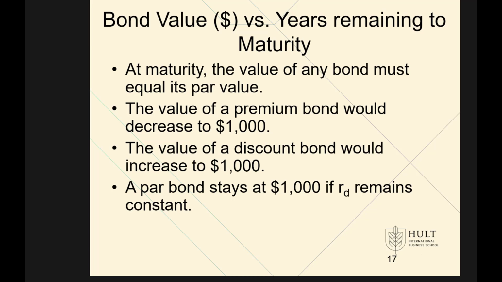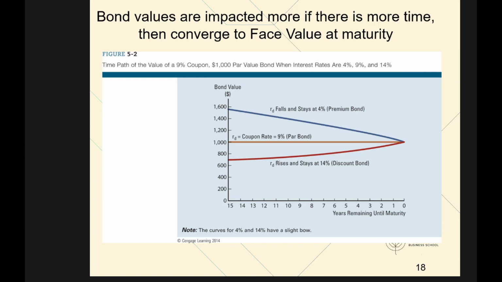There's a picture we could look at that shows how this might look. This is, again, theoretical, because we don't know exactly what happens in the marketplace. But this top line here represents what happens if it were a premium bond. That premium bond is going to drop in value, and at the end of its life, namely out here, it goes exactly to par. Same thing if it's a discount bond.